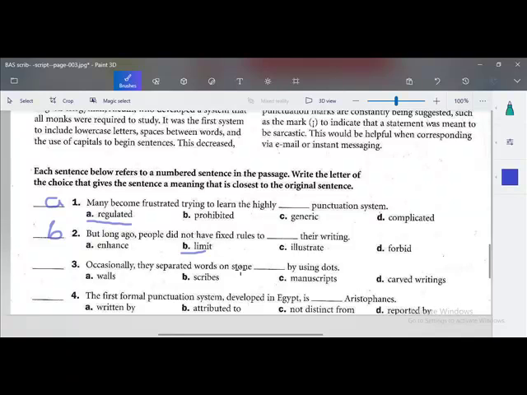Occasionally, they separated words on stone inscriptions by using dots. Inscriptions means what? Walls, scribes, manuscripts, or curved writings. Okay, on stone, we're talking about something that is curved on stone, so it is D. Number 4. The first formal punctuation system developed in Egypt is ascribed to Aristophanes. Okay, we said that it's ascribed to. It means written by, attributed to, or not distinct from, or reported by. I'm asking who is the cause, who created it. So of course, ascribed means attributed to. That's B. So far so good. Let's get back to the text.